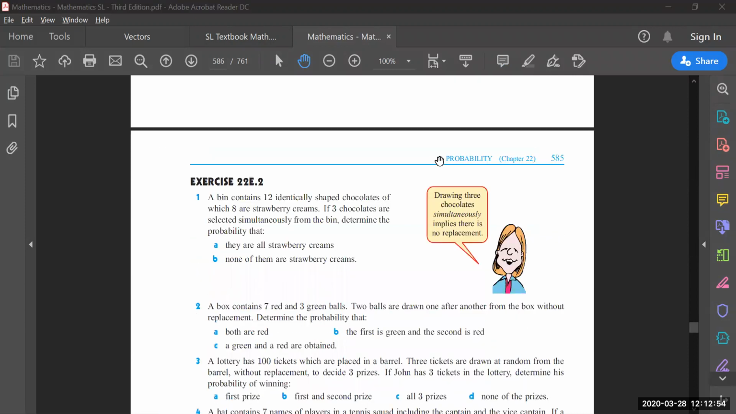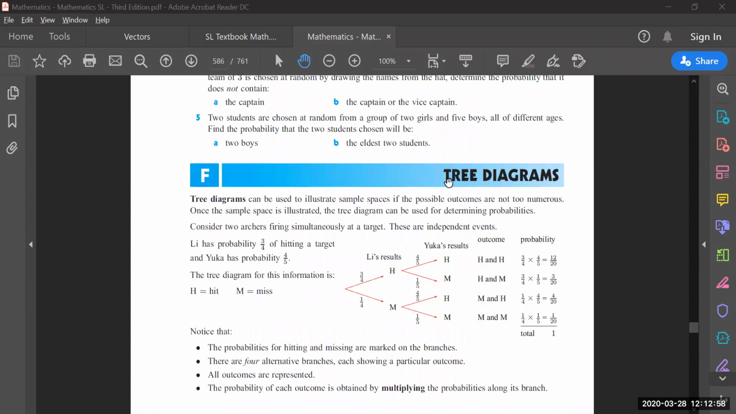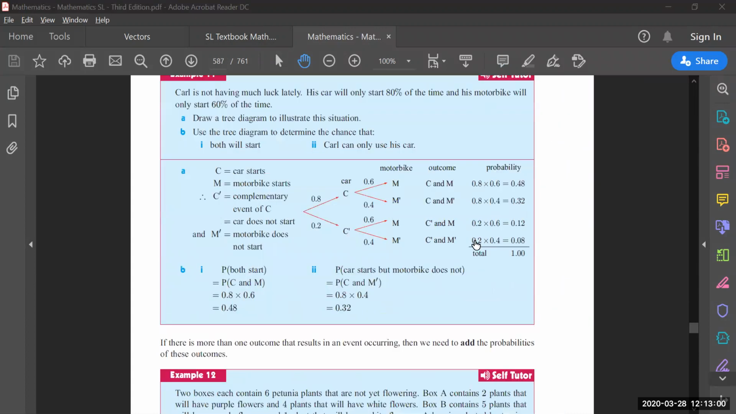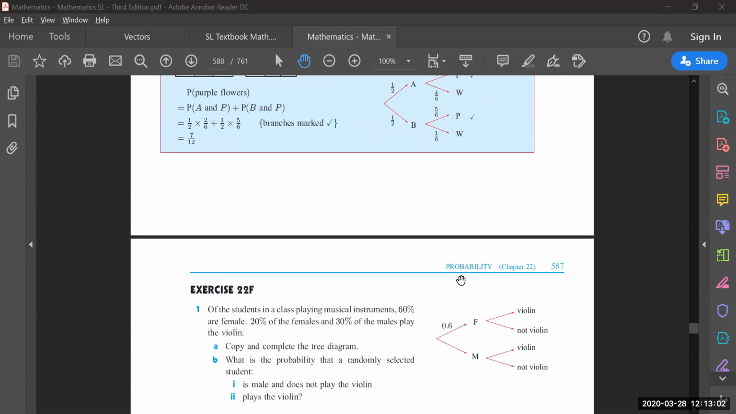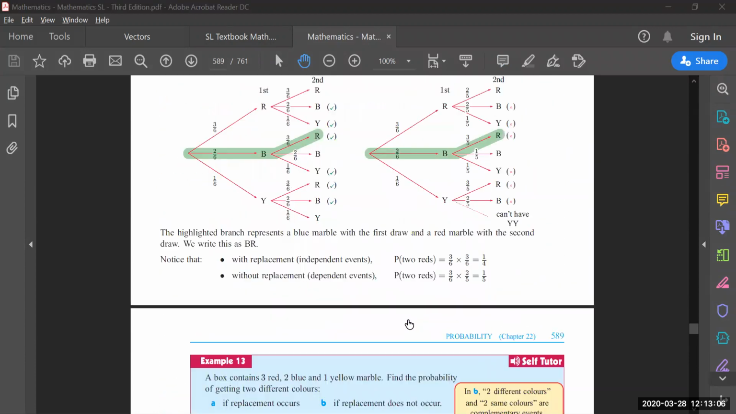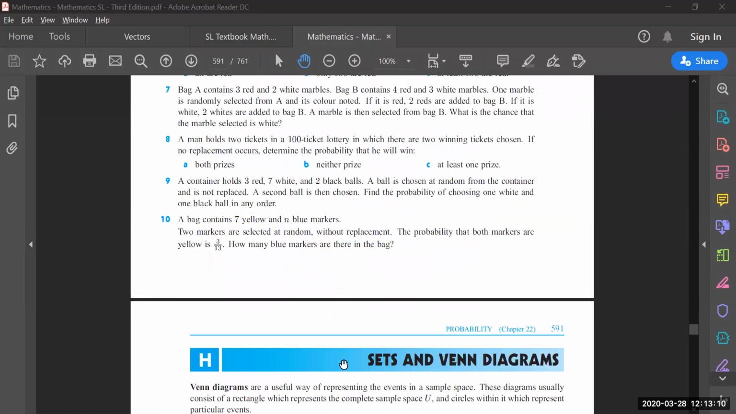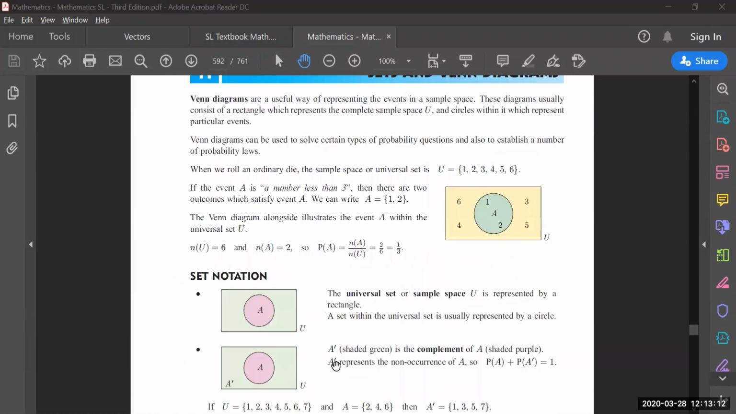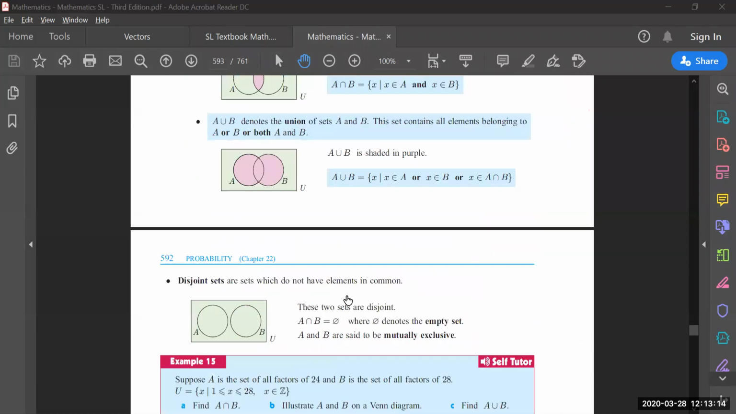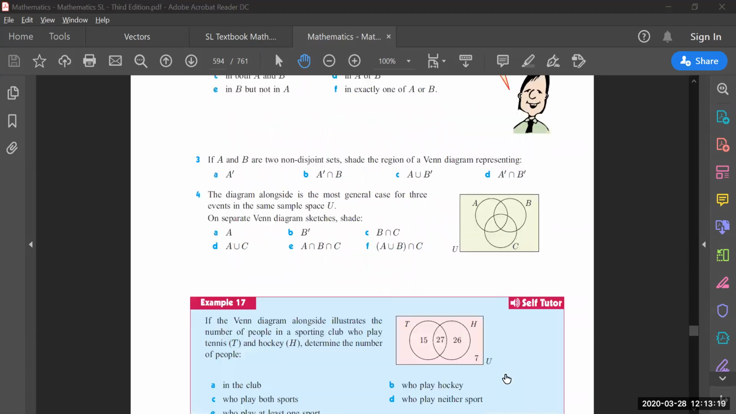Okay, so with that said, we just try one question from here or two. Then after that, we can go to the diagrams, which was what you were talking about earlier. Then after which, do sampling with or without replacement. Sets and band diagrams, maybe we might not need to do that. We will see how fast this one goes.